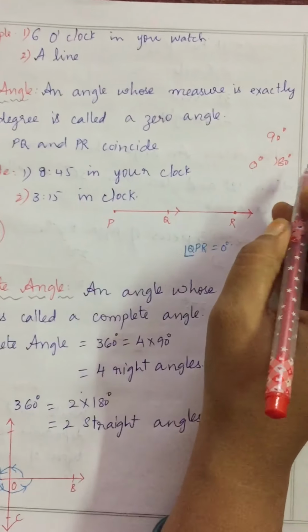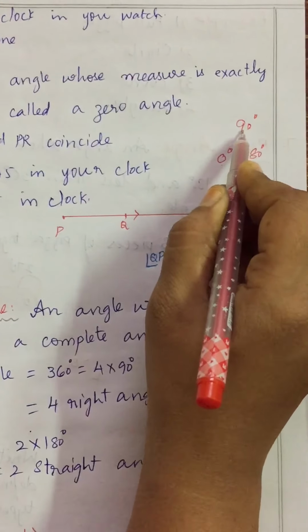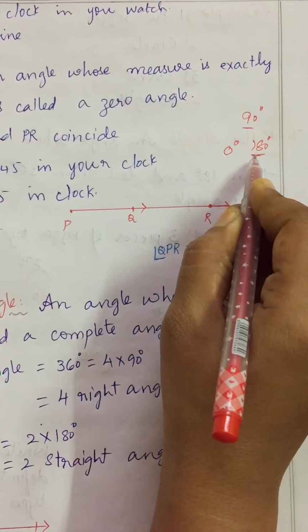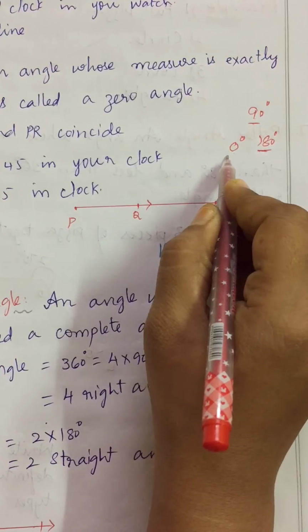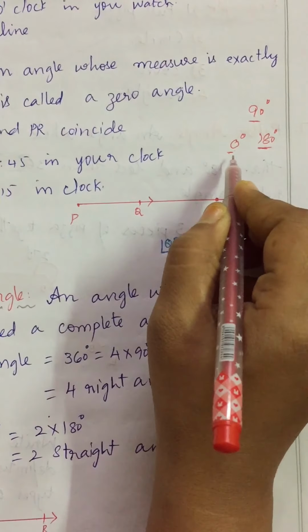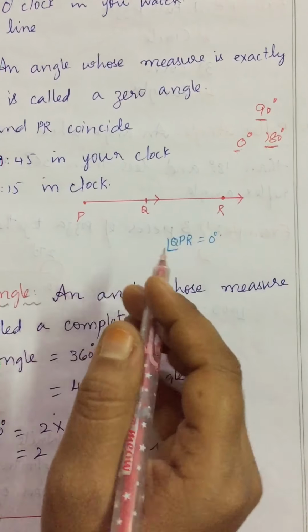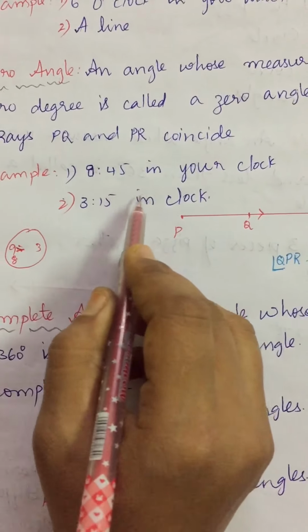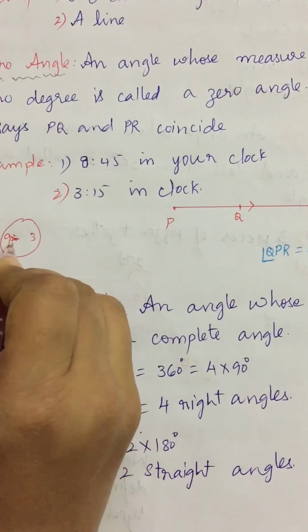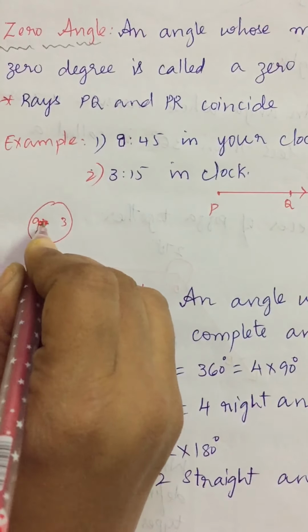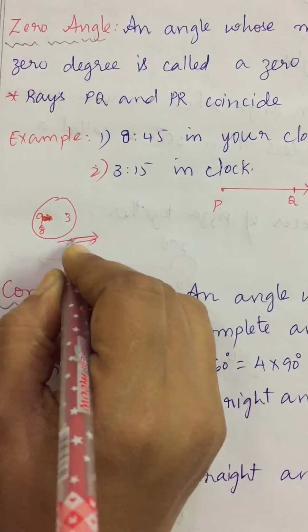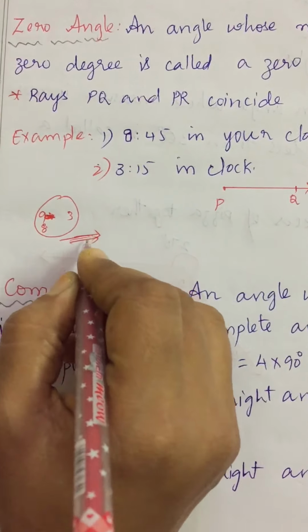See, in the previous class we discussed the right angle, exactly 90 degrees, and exactly 180 degrees, a straight angle. Similarly, exactly 0 degrees is called a zero angle. Am I clear? For example, when your clock shows 8:45, that means quarter to 9, both the hands of the clock will be on 9 only. That means both hands show the same direction, they move in one way only, and that is nothing but a zero angle.